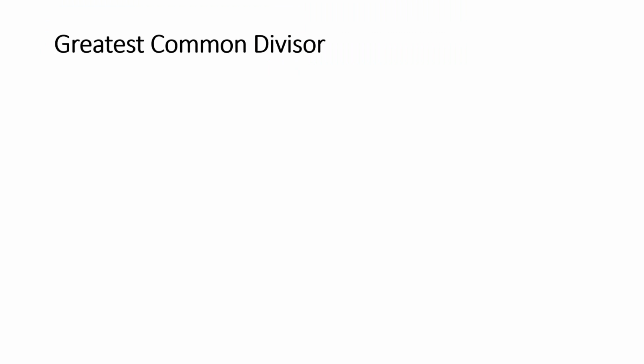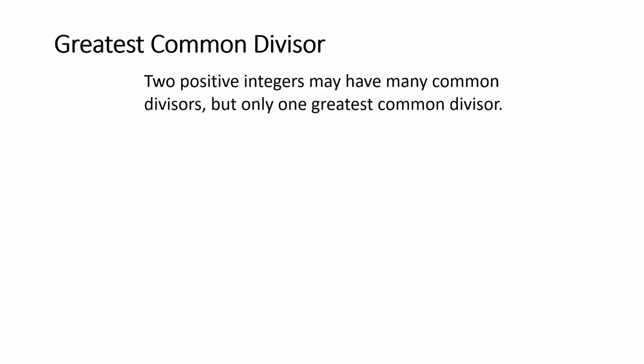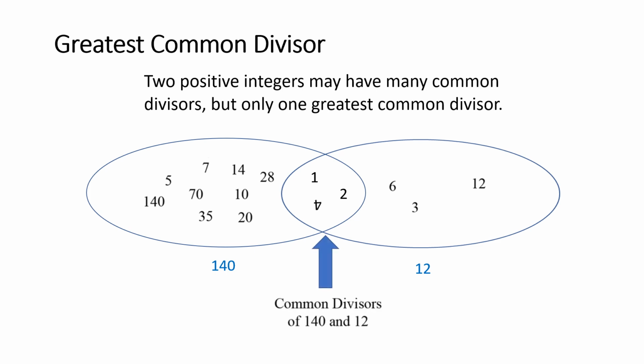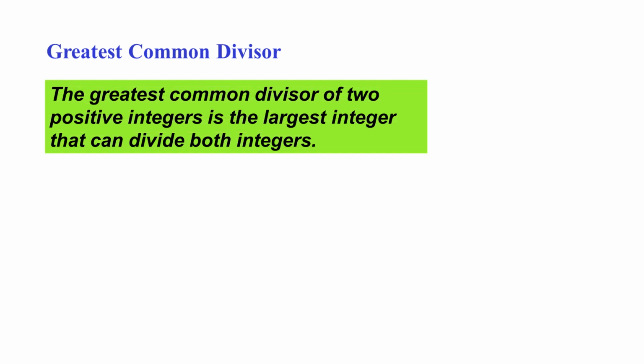Greatest common divisor. One integer often needed in cryptography is the greatest common divisor of two positive integers. Two positive integers may have many common divisors, but only one greatest common divisor. For example, the common divisors of 12 and 140 are 1, 2, and 4. However, the greatest common divisor is 4. The greatest common divisor of two positive integers is the largest integer that can divide both integers.